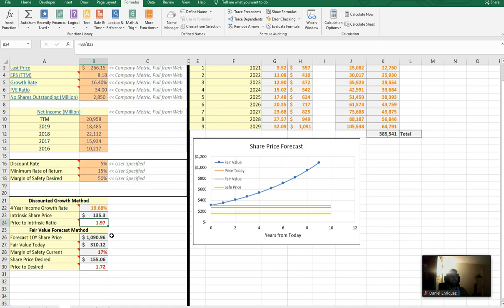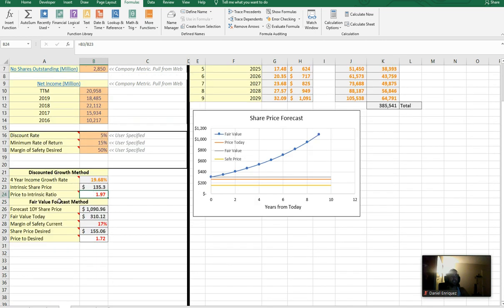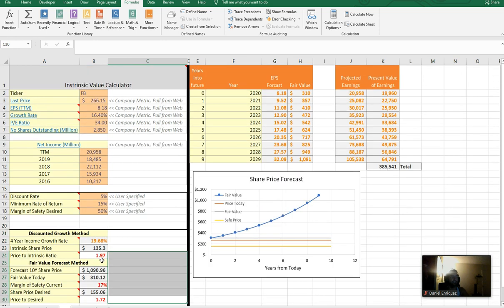Facebook, its discounted growth and its fair value estimates are actually in line with each other. So this is actually looking like a fairly decent stock. It's trading at about 2 times what we would want to buy it at based on the fair value. So there you have it.